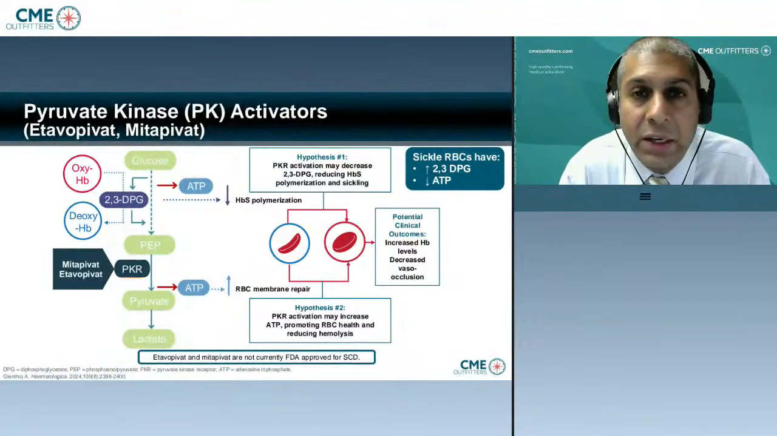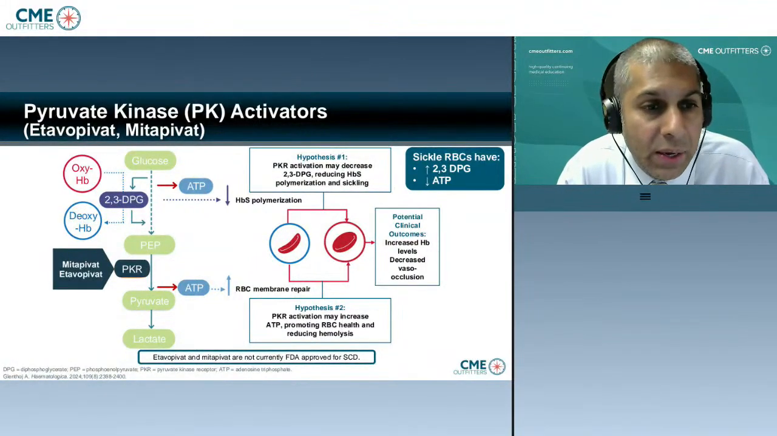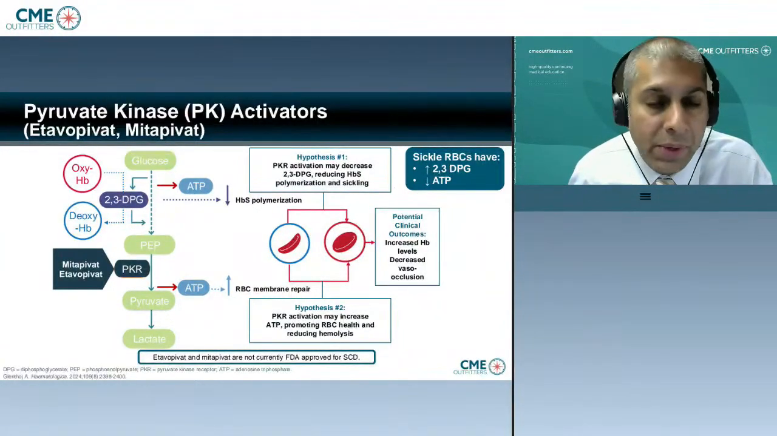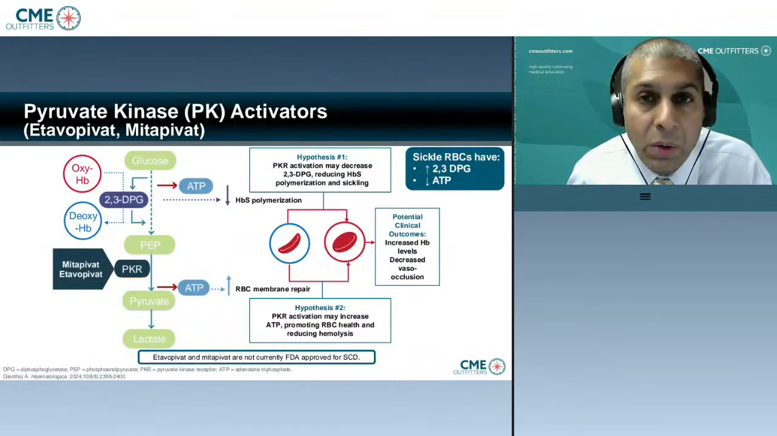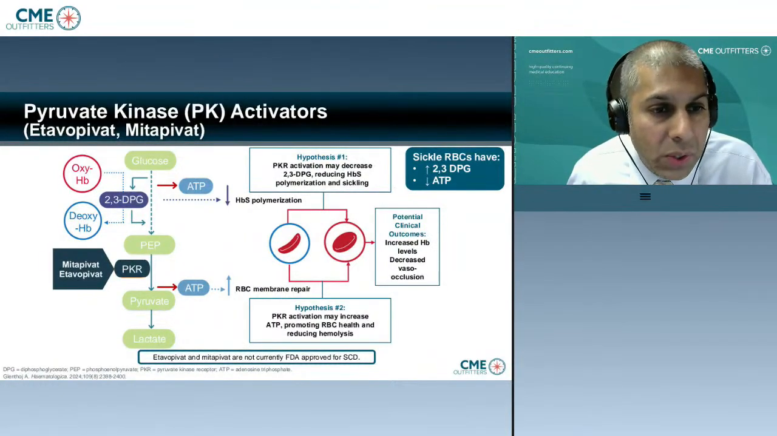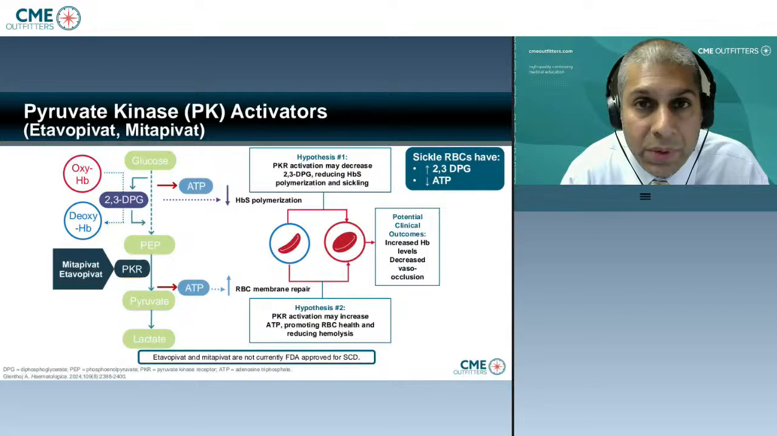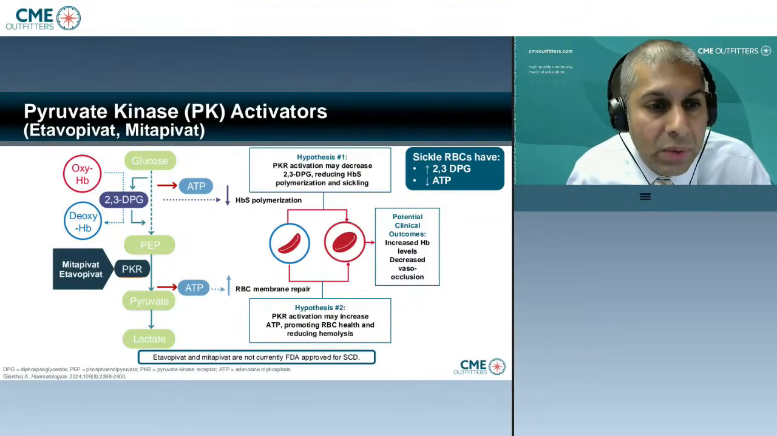Then there's also the pyruvate kinase activators, and this has received a lot of data recently in publications as well as at the American Society of Hematology. The mechanism is that it helps improve glucose metabolism by activating pyruvate kinase. By doing so, it lowers 2,3-DPG, and that allows more oxygen to be bound to the hemoglobin S that blocks the polymerization. But it also increases generation of ATP.